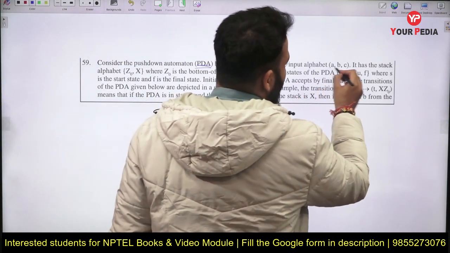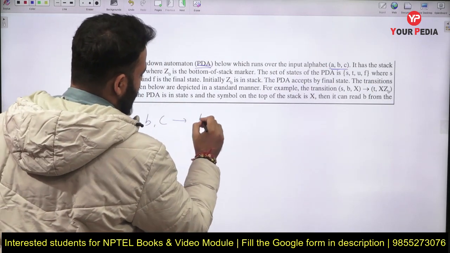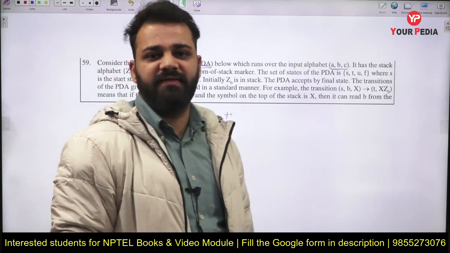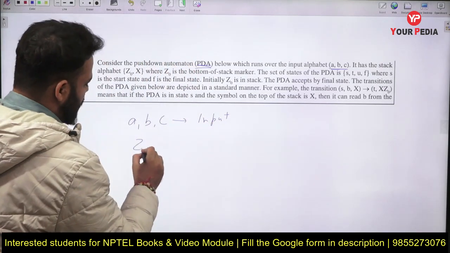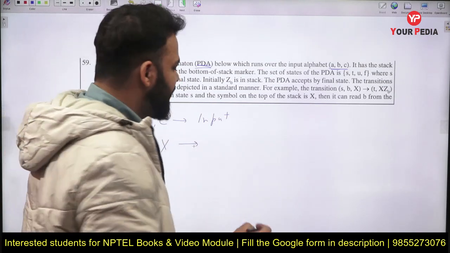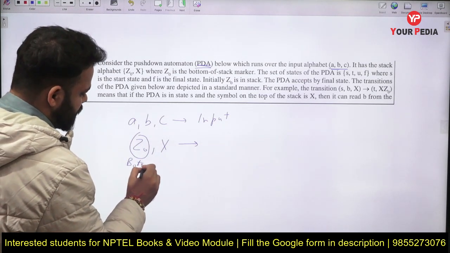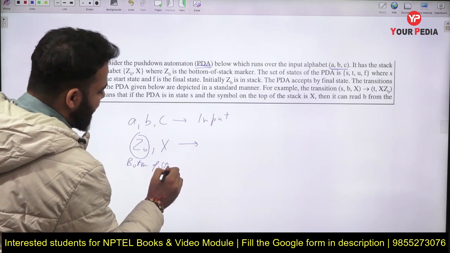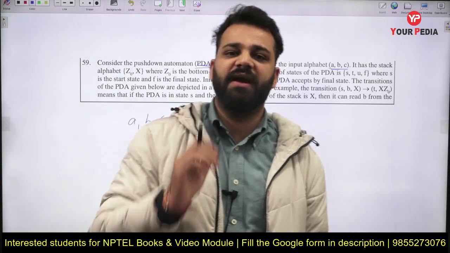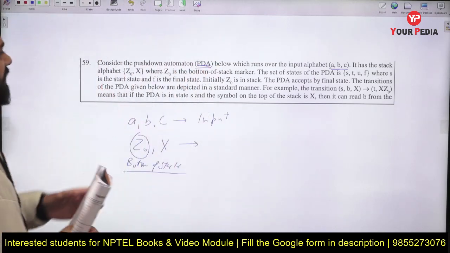which runs on input alphabets A, B, C. So the input alphabets will be A, B, C, and the stack symbols which we are using in this are Z0 and X. So Z0 and X will be pushed and popped out of the system, and Z0 is the bottom of the stack symbol. Whenever the stack will be empty, Z0 will be the last element present in the stack. Whenever you reach Z0, you can say that the stack is empty. It is the bottom of the stack symbol.